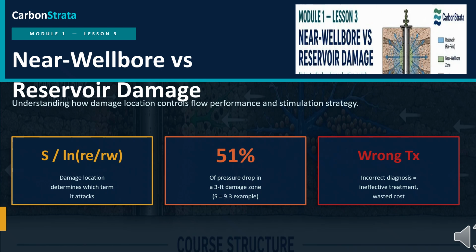Now look at the last box. Wrong treatment. This is the real risk. You pump acid on a reservoir problem. Nothing changes. You fracture a near-wellbore problem. You overspend massively. Same well. Same symptom. Completely different solution.